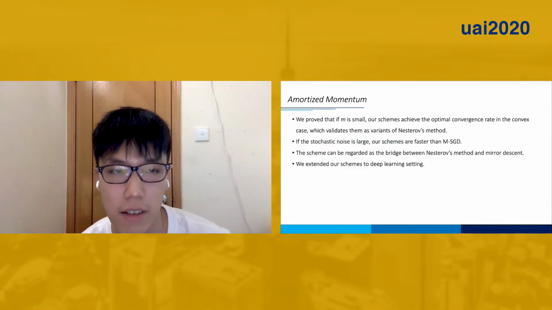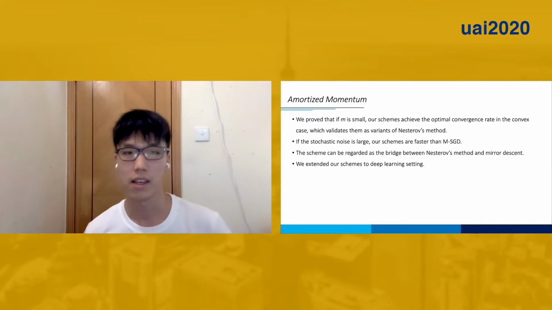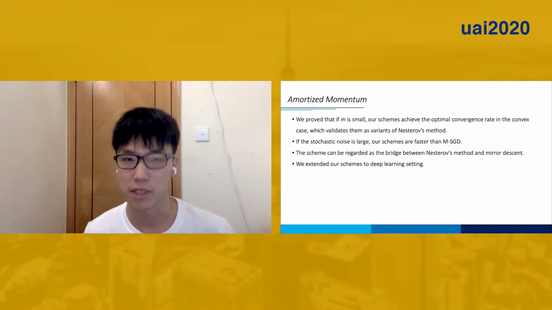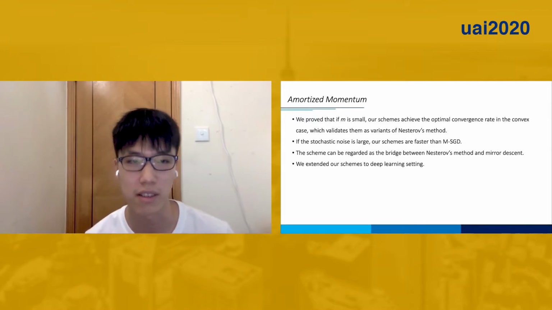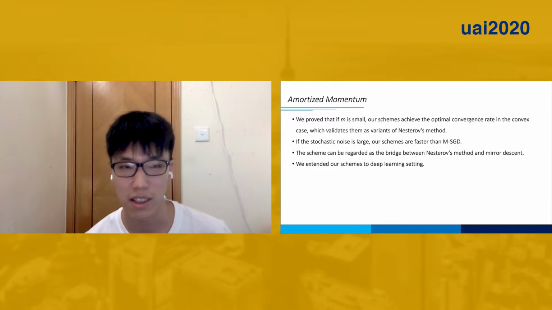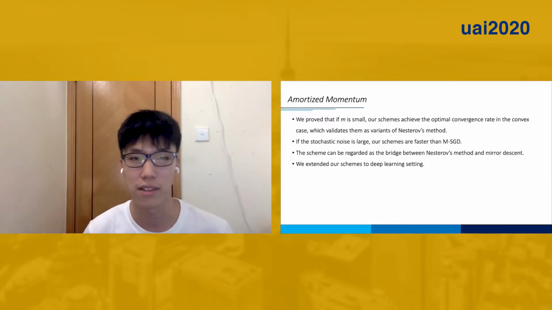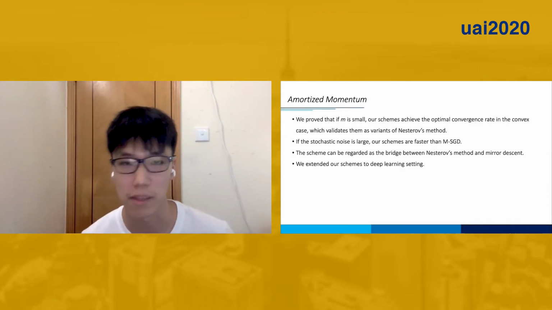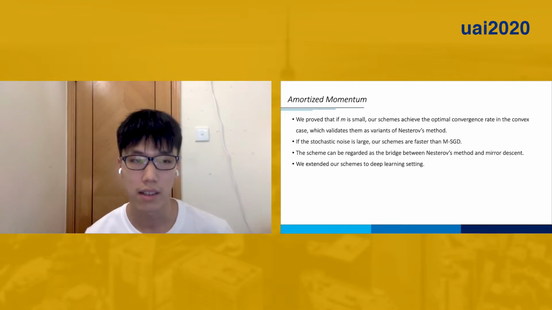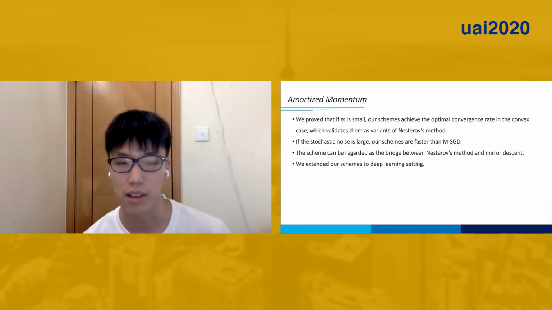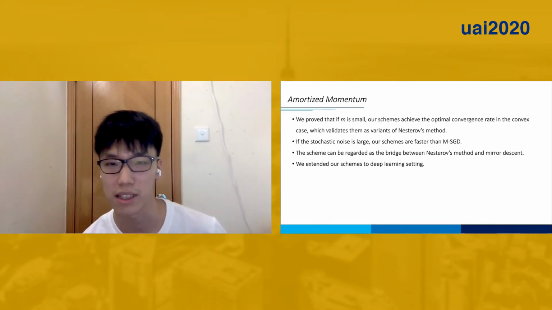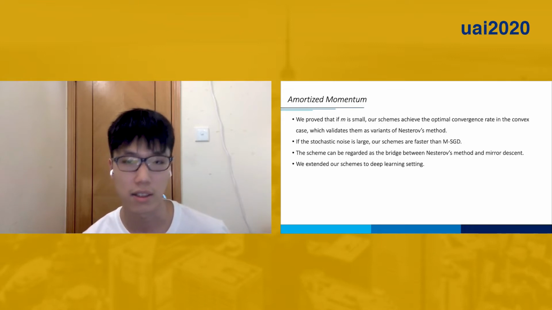We proved that in the convex case, if m is small, our scheme achieves the optimal rate, just like Nesterov's method, so we do not lose the advantage of Nesterov's method. And if the stochastic noise is large, that is, it contains large variance, our new scheme is actually faster than Nesterov's method. And there are some interesting connections between our proposed scheme and existing schemes, such as mirror descent, Katyusha, and Nesterov's method.